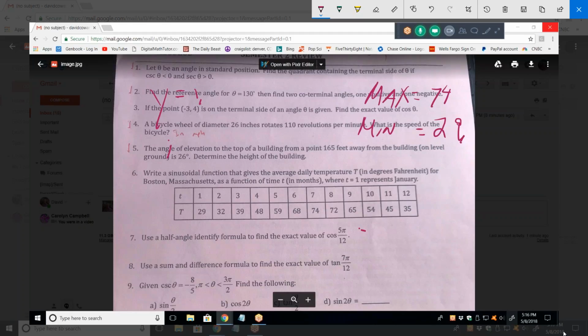So what's the general format for the sinusoid? I do not remember.